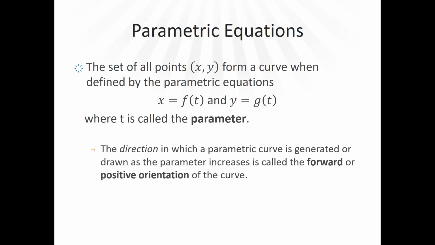All right, so we have to talk about the direction that we're going to draw a curve, or the direction that it's generated. So we think of a positive or forward direction as a positive orientation, or a forward direction. That occurs when t increases. So as t goes from 0 to 10, that would be the positive direction.